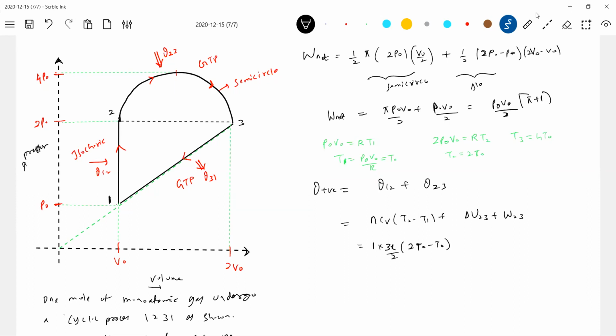One question, if a student is able to solve on his own, then if you plot a graph, he can do any problem. That confidence you should gain. Delta U23 is N CV (T3 minus T2). W23, do we know W23? We have to calculate that.